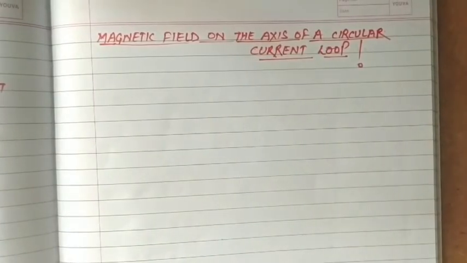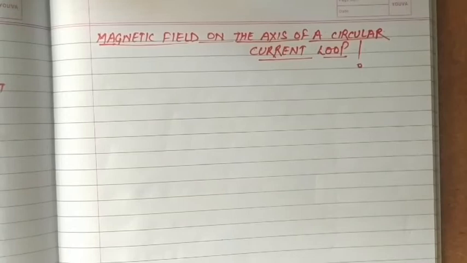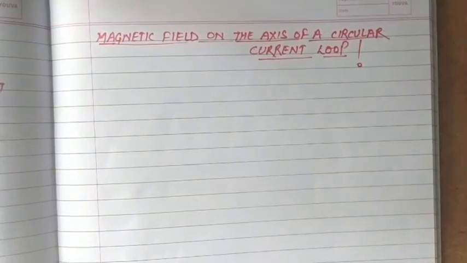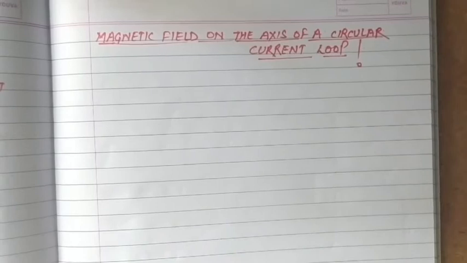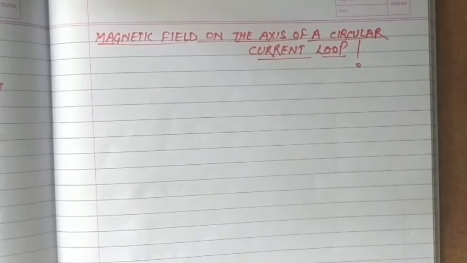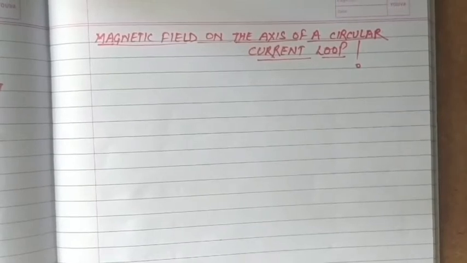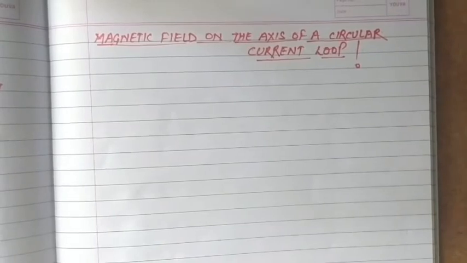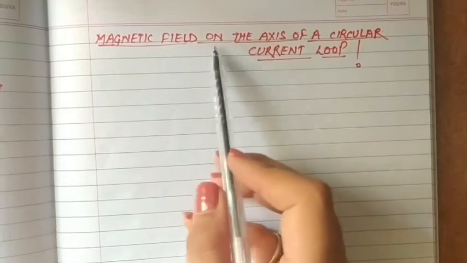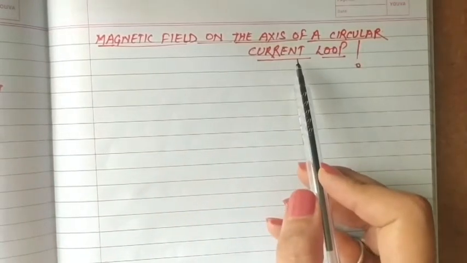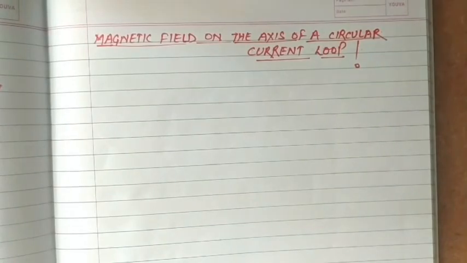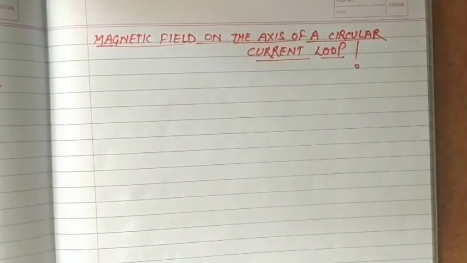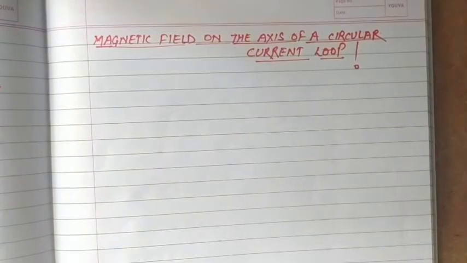That means we have a circular loop of wire. Let the radius of the loop be small a, and let it carry a current of capital I. We assume that the plane of the loop is perpendicular to the plane of the paper. When we found the magnetic field at the center, we considered the loop in the plane of the paper. But to find the magnetic field on the axis of a circular current loop, we consider the loop such that its plane is perpendicular to the plane of the paper.